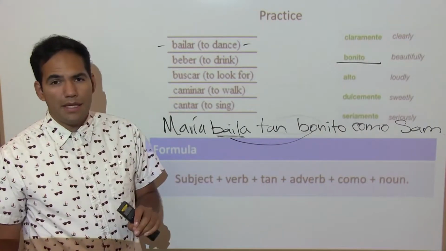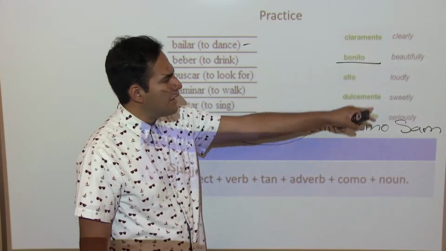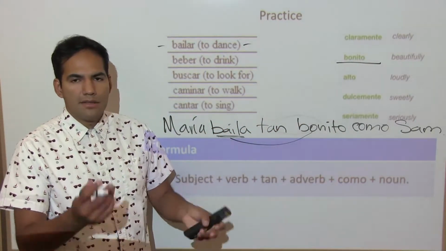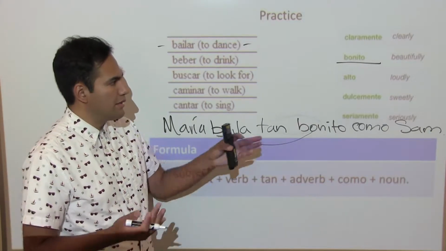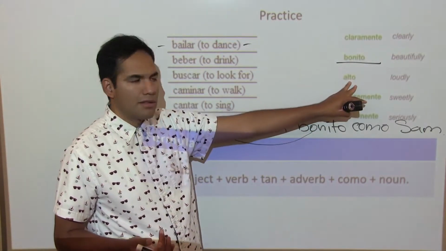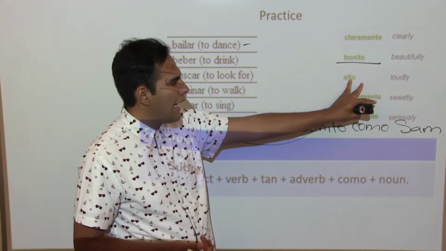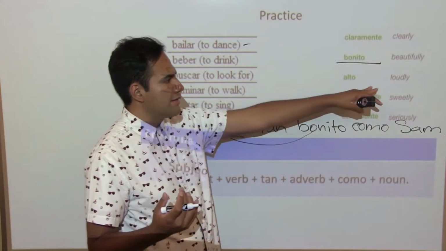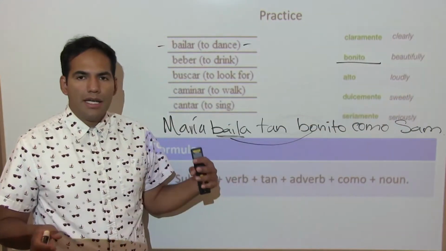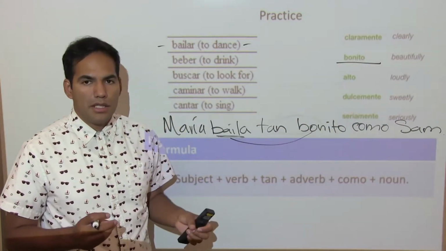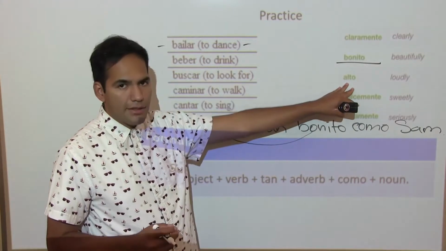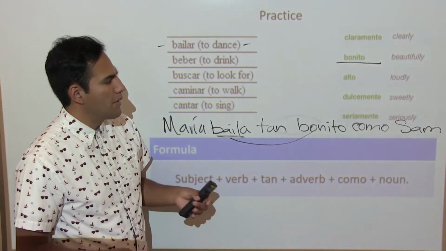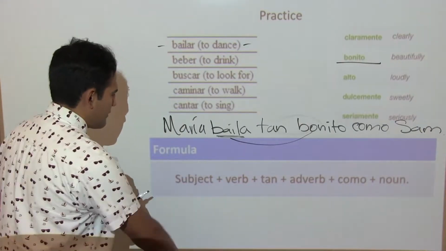Okay? So just keep that in mind, that a few adverbs are going to be written the same way as an adjective, and some can be used as either or. For example, bonito is one, alto is another one. But here, alto, instead of meaning tall, it means loudly. So you just kind of have to see what way you're using it. Are you using alto as an adjective, or are you using alto as an adverb? So you just have to be aware of that.